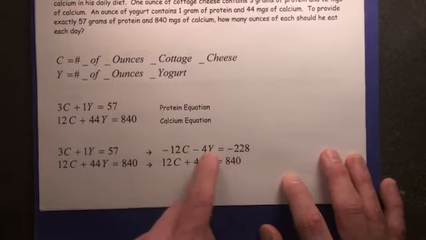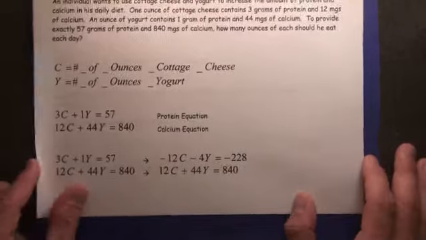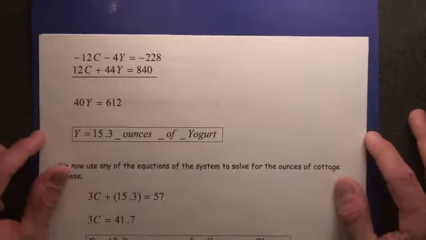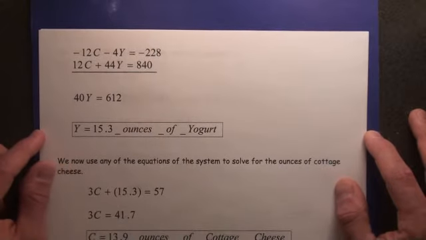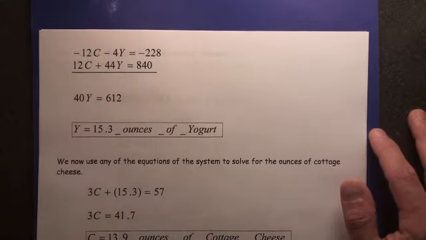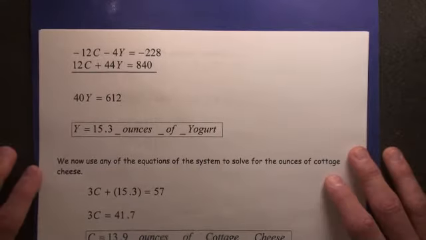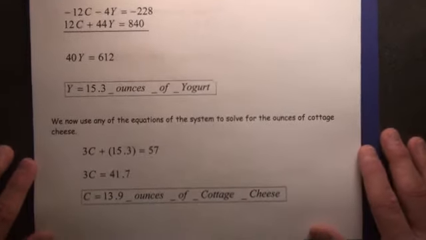Okay, that gives us a -228 and a -4y. When we add the two equations together, we get 40y equals 612, and then we divide by 40 on both sides, and we get y equals 15.3 ounces of yogurt.